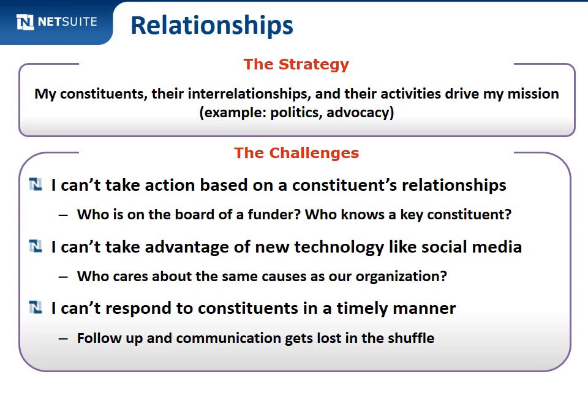So the challenges it solves are: I can't take action based on the constituents' relationships. Hey, these guys are on the board of a funder. They should look at my proposal before I send it in. I can't take advantage of new technology like social media. One of the things that happens in social media is it's very relationship based. So can I get this constituent to send out my message because they know lots of people that I want my message to go out to?